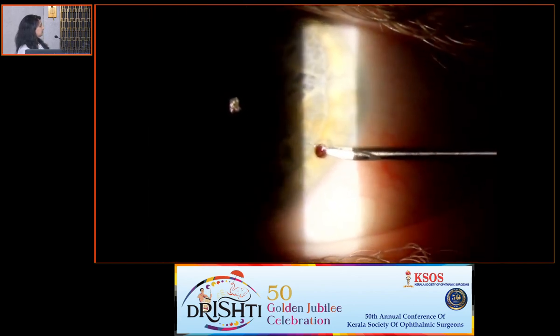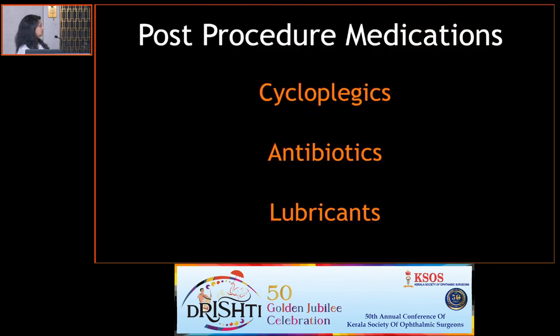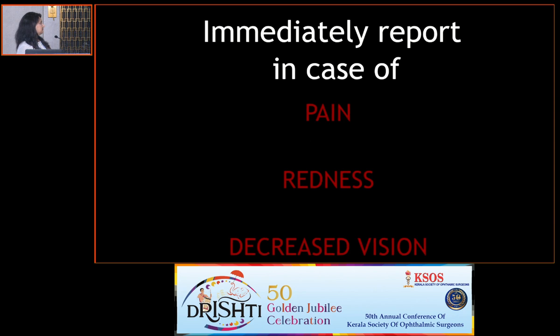Once the rust ring as well as the foreign body is removed, the patient has to be given a topical cycloplegic as well as antibiotic eye drops for at least 2 to 3 days till the epithelium heals. The patient has to be informed to come back to the hospital if there is pain, discharge or decrease in vision.